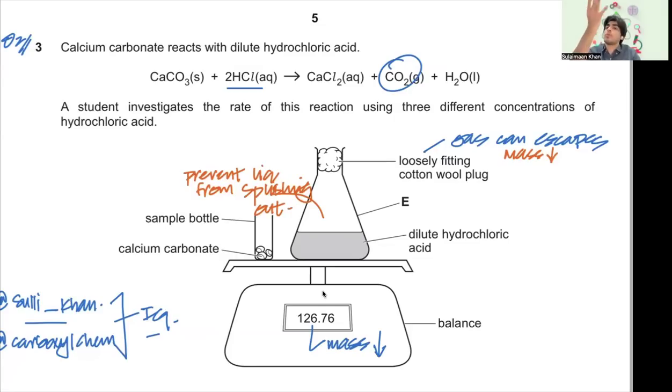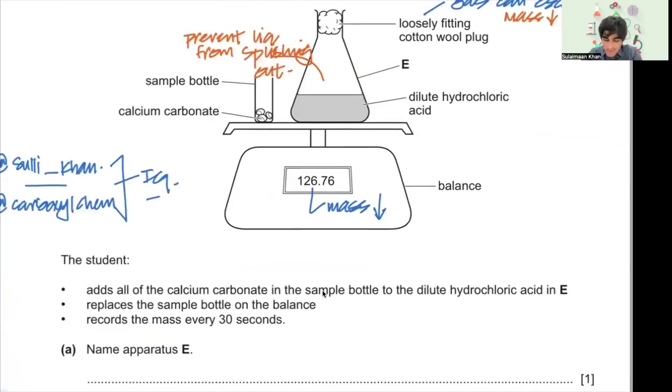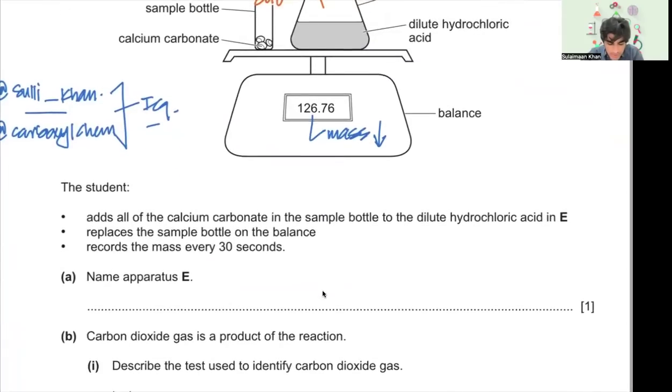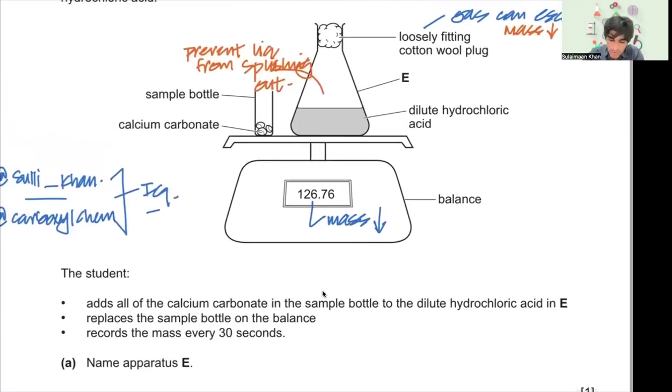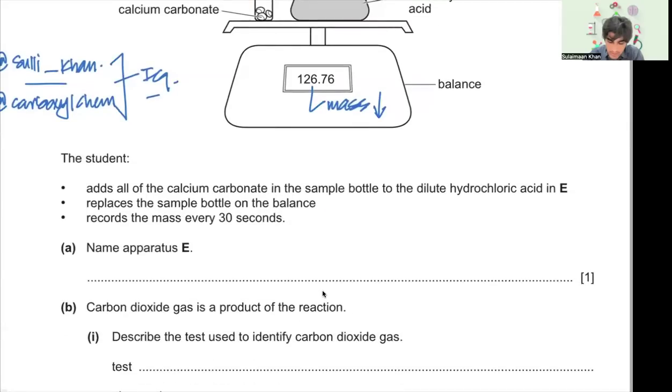It goes like pop, pop, it splashes out. So this happens in these experiments. Okay. The student adds all of the calcium carbonate in the sample bottle to the dilute hydrochloric acid in E, replaces the sample. So this is the sample bottle. He had calcium carbonate, added it. The reaction takes place. Replaces the sample bottle on the balance, records the mass every 30 seconds, right? He's taking equal time intervals.